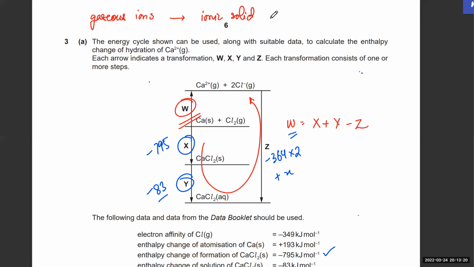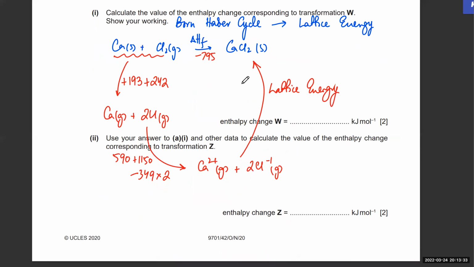So when they had asked you to figure out what W was, what you just had to figure out was how do you turn calcium solid to calcium gaseous ions? And how do you turn Cl2 gas into Cl minus 1 ions? So this is the part W. So we just figured that out. This is what W is.